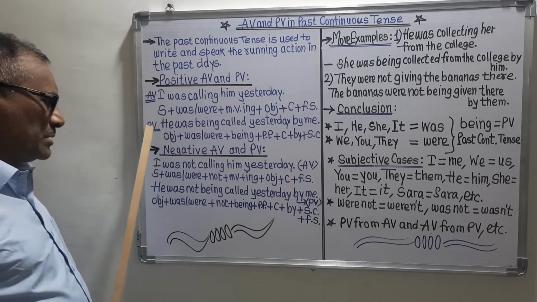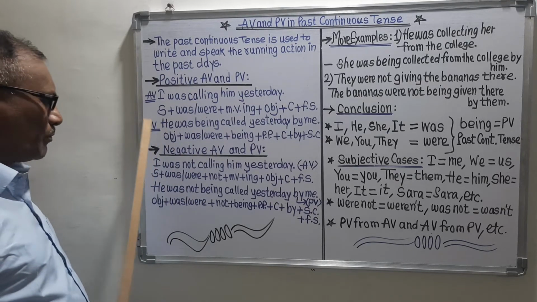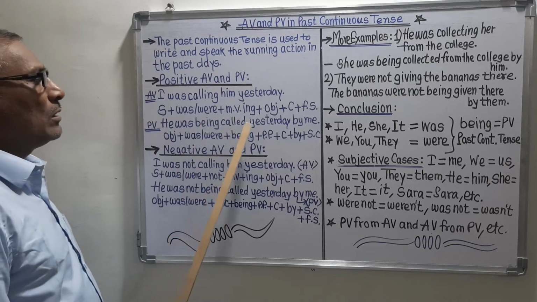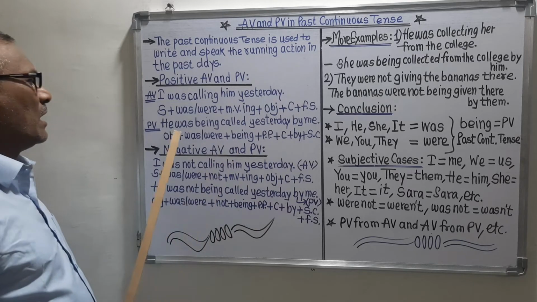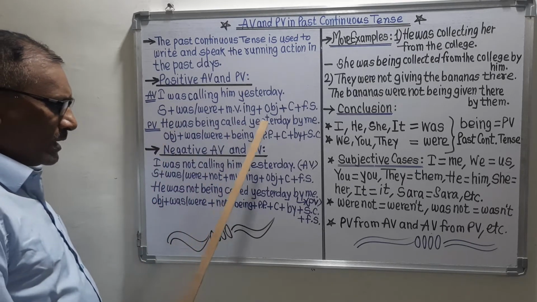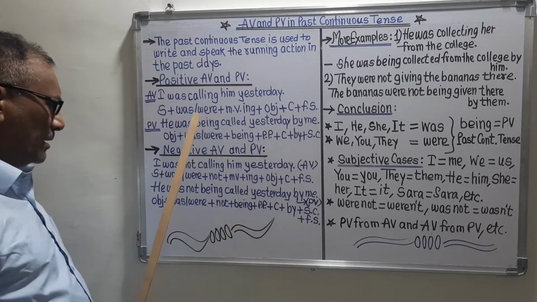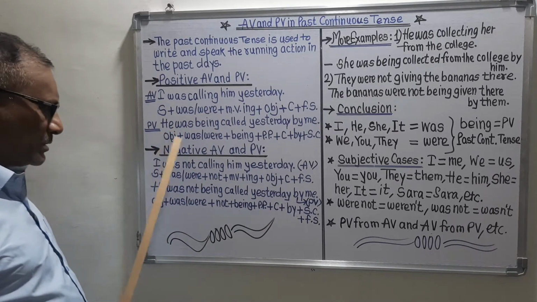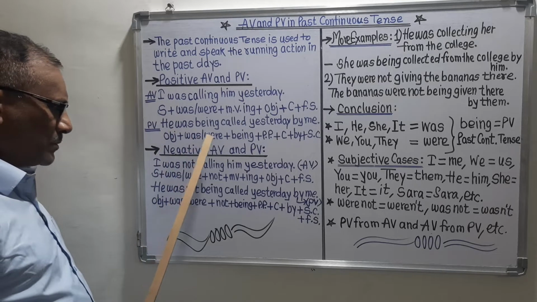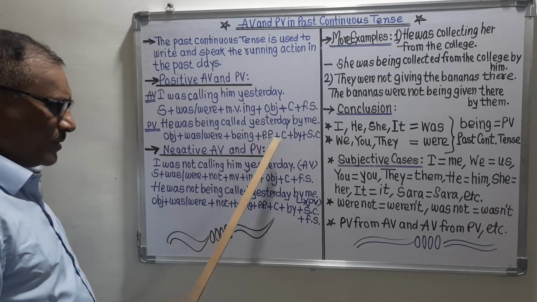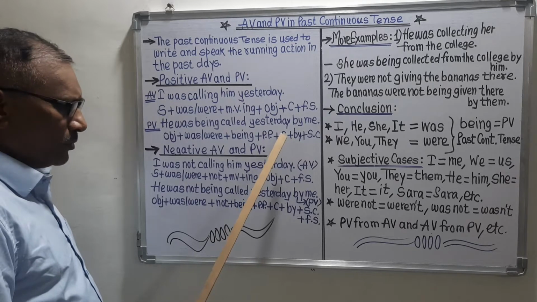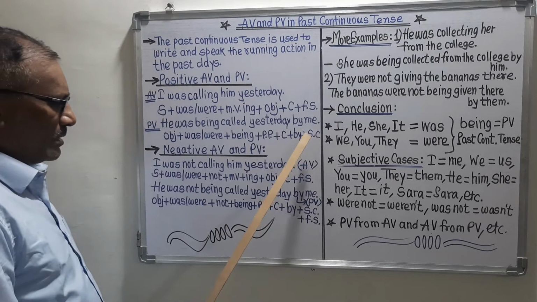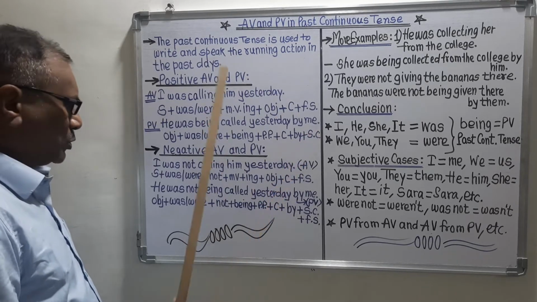Now it is the passive voice. The passive voice is: He was being called yesterday by me. Remember, its structure is object plus was or were plus being plus PP plus complement, that is extra words, then by, then SC, which means subjective case, and then the full stop.